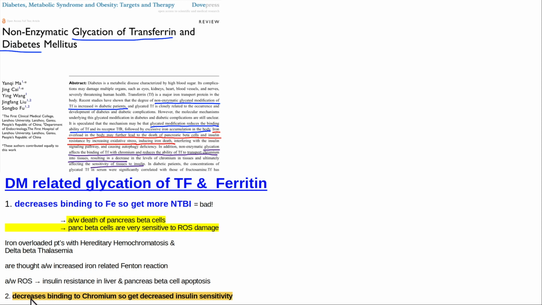Transferrin, the iron transport protein, also binds to chromium. So when you distort the transferrin shape, you also decrease its ability to bind chromium. Normally, transferrin delivers chromium to cells, which is needed for optimal insulin sensitivity. So this loss of chromium is another contributing factor in iron overload, leading to insulin resistance.